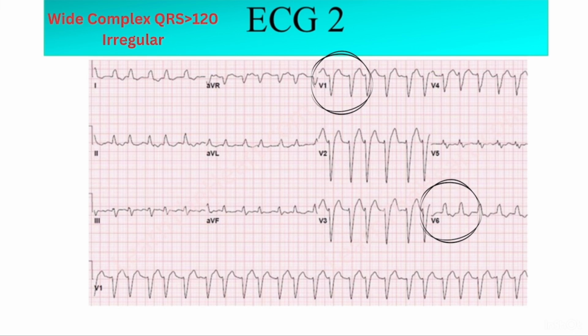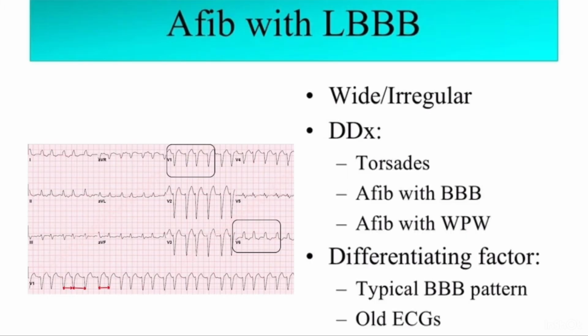The 3 differentials are 1. Atrial fibrillation with bundle branch block. 2. Torsades de pointes. 3. Ventricular fibrillation. Final diagnosis. Atrial fibrillation with left BBB, confirmed by the irregular rhythm and the left BBB pattern. Always check prior EKGs to see if this BBB is new or old.